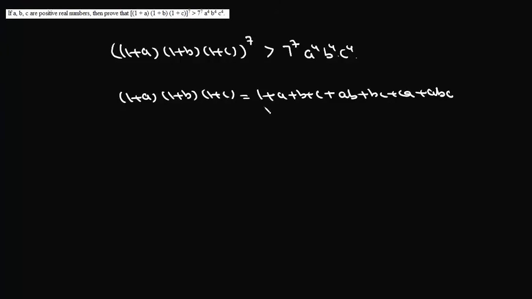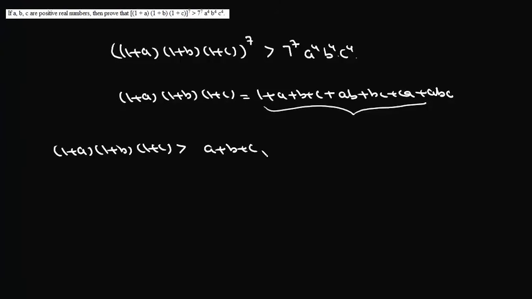Now there are altogether 8 terms, and if we use AM and GM using all these terms, we'll get 8 and not 7, and what we need is 7 terms. So what we'll do is we can write (1 plus a)(1 plus b)(1 plus c) will be strictly greater than a plus b plus c plus ab plus bc plus ca plus abc. So what we have done is we have dropped this 1, and that's how we get this condition of strict inequality. Now what we'll do is we'll divide everything by 7.